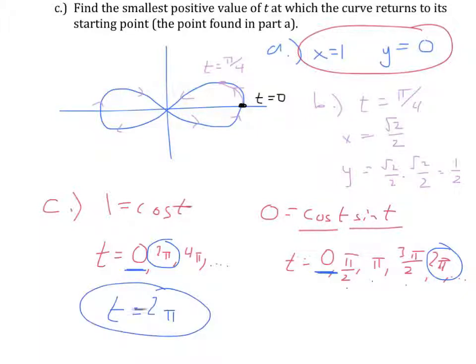It takes a time of 2 pi for this graph to complete one complete loop of itself and then begin to repeat itself.